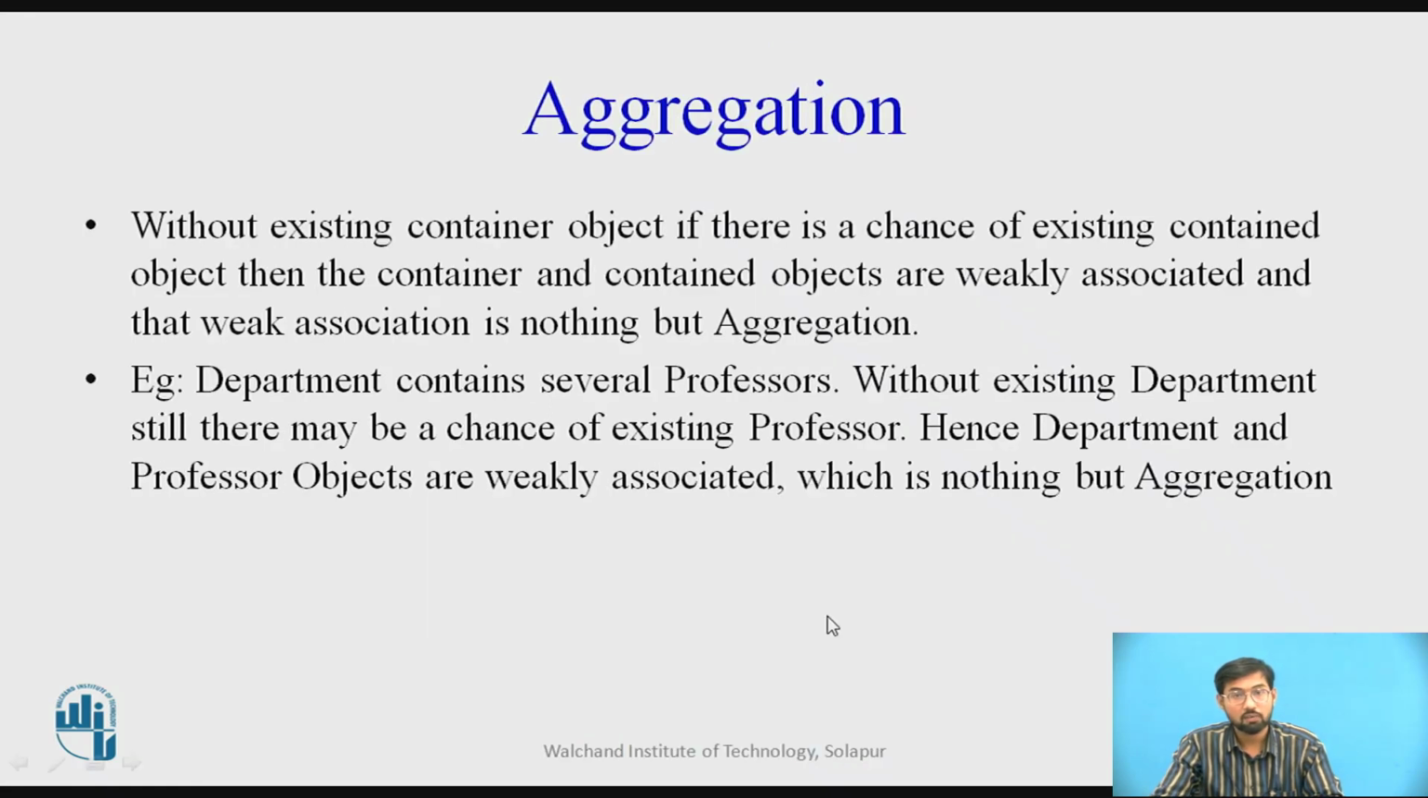Without the existing container object, if there is a chance of the content object existing, then the container and content objects are weakly associated, and the weak association is nothing but aggregation. For example, a department contains several professors. Without the department existing, there may still be a chance of a professor existing. Hence, department and professor objects are weakly associated, which is nothing but aggregation.